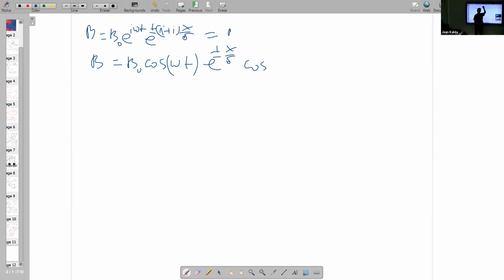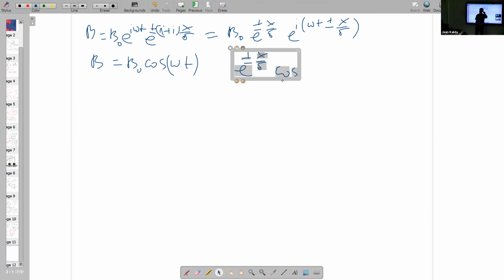This equals B naught e to the power of plus minus x divided by delta, and e to the power of i omega t plus minus x divided by delta. So we have sinusoidal dependence and exponential dependence.